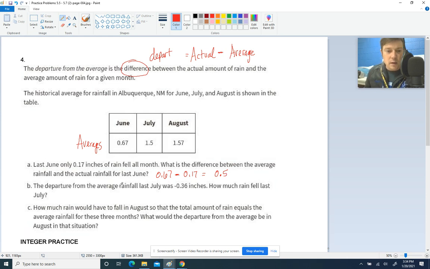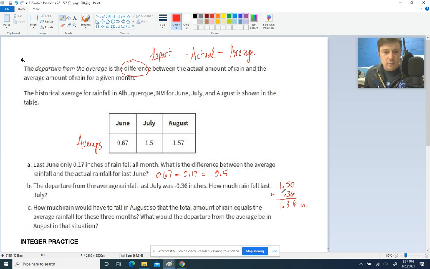All right, the departure from the average rainfall for last July was negative 0.36. So it's positive when they're under. So when it's negative, that means that they probably went over the average. So what I would do to find this answer is simply 1.5 plus 0.36. So I would get 6, I would get 8, and 1. So it looks like last July, 1.86 inches fell. So that would be there.